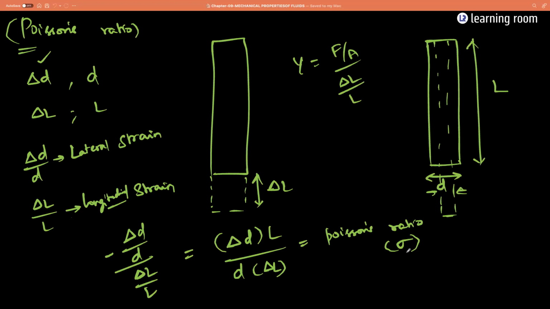Okay. Sir, sorry. Because del D by D is negative, Poisson's ratio will always have a negative value. Yeah, you can say that. But generally, we don't write it as a negative value. We'll write it as positive only. The minus sign is only an indication of decrease.